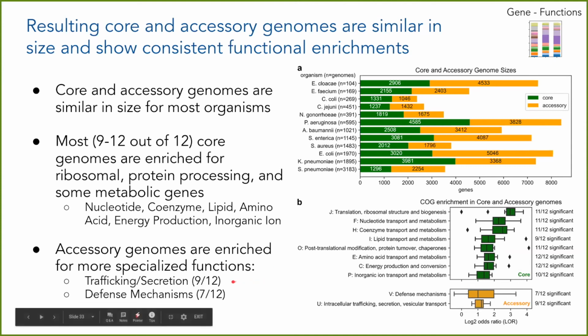For instance, 9 out of 12 accessory genomes had significant enrichment in genes involved in trafficking and secretion, and 7 of the 12 accessory genomes had significant enrichment in genes involved in defense mechanisms, which can include functions such as those involved in antimicrobial resistance or the destruction of foreign DNA and RNA. And so overall, these results seem to suggest that there's some consistent structure by which pangenomes distribute genetic functions in multiple species at the gene level.